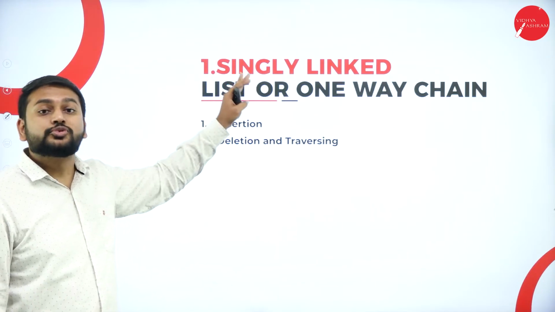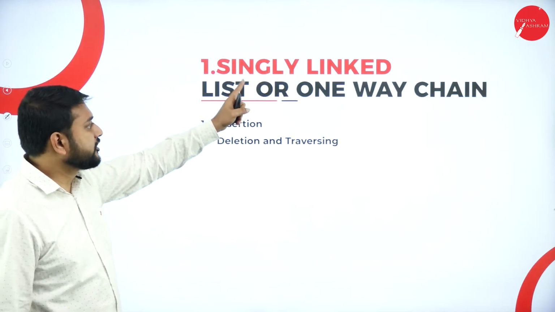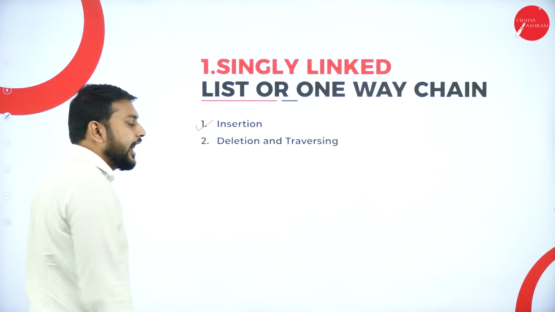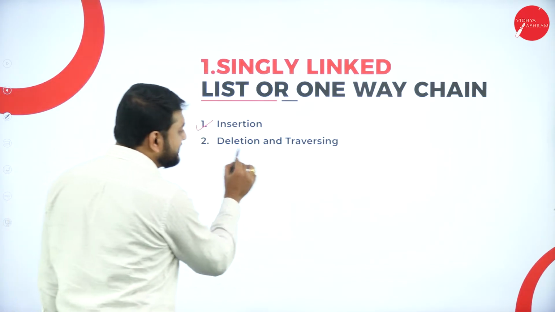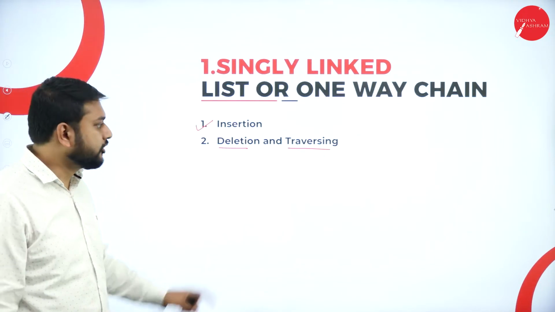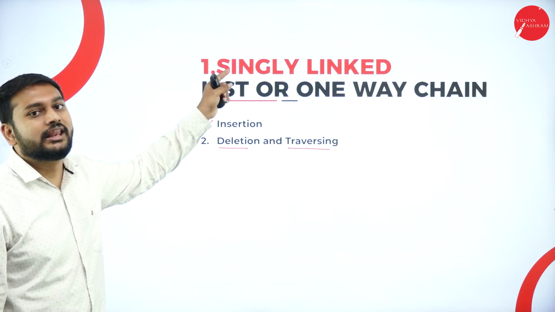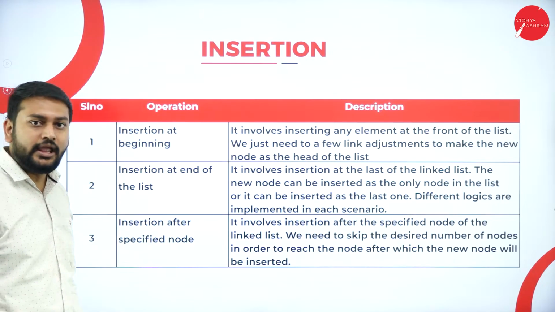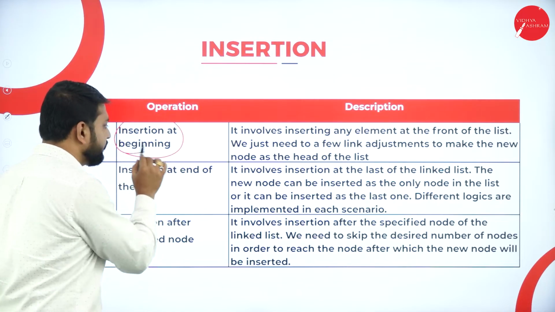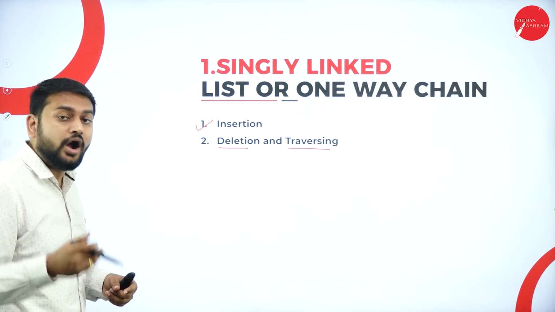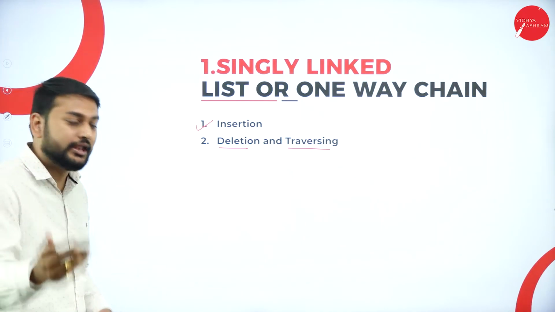What are the different types of operations that we can perform with respect to the singly linked list? Yes, we can perform insertion, we can also perform deletion, and the last one is traversing. How are we trying to perform insertion in the singly linked list? Let us understand that. So guys, insertion at the beginning is what I can perform in the singly linked list. Let me show you how I perform the insertion at the beginning.